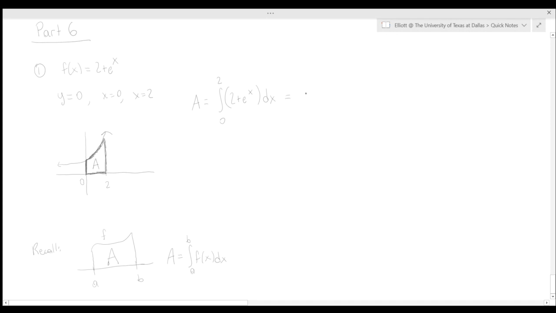From there, this is a pretty simple integral. So it's 2x plus e to the x. And then we're going to plug in our bounds of 0 and 2. Okay, so let's just finish that up. So it's 4 plus e squared, and then minus what we get when we plug in 0. So here it'll be 0 plus e to the 0. And e to the 0 is 1, so we can simplify it as 3 plus e squared.